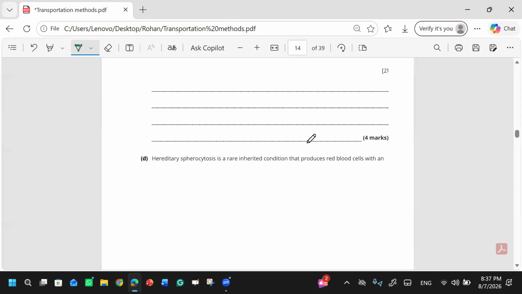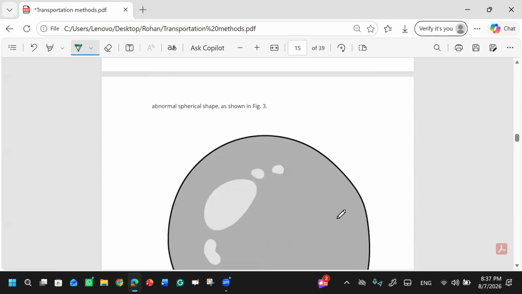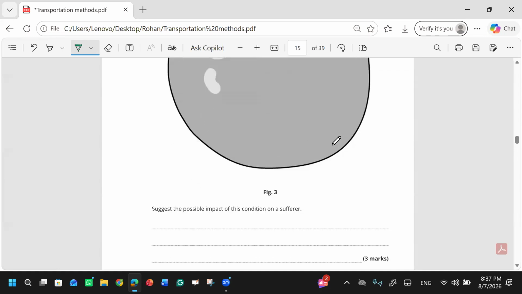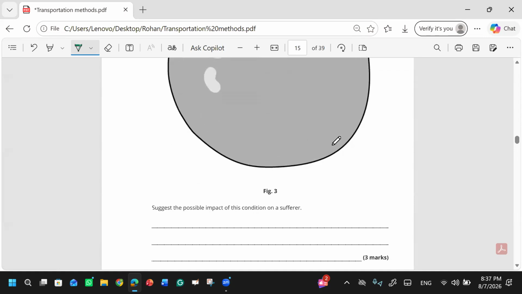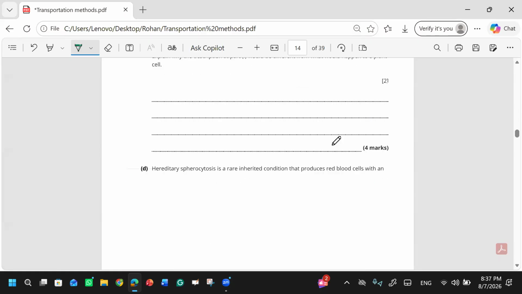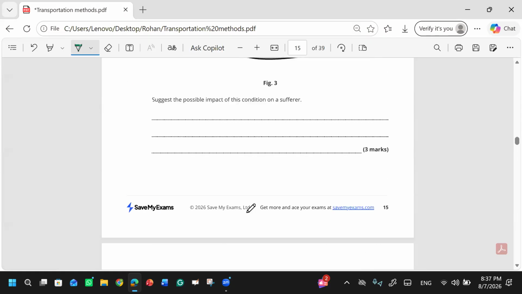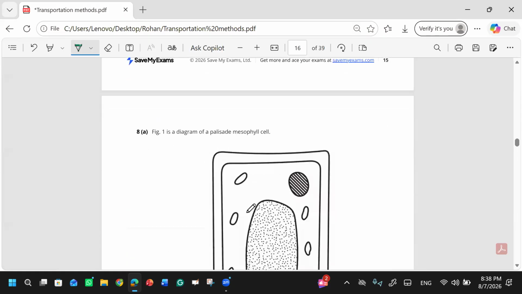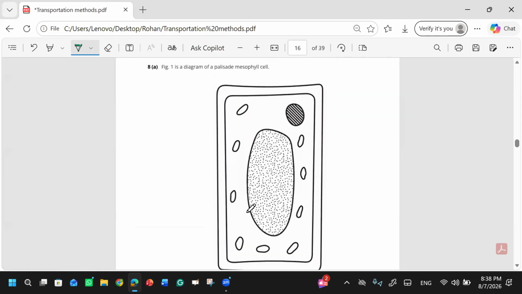Hereditary spherocytosis is a rare inherited condition that produces a red blood cell with an abnormal spherical shape. Suggest the possible impact of this condition on a sufferer. We can ignore this. We have not done this. This is a genetic problem. If you know anything, otherwise we can skip this now.